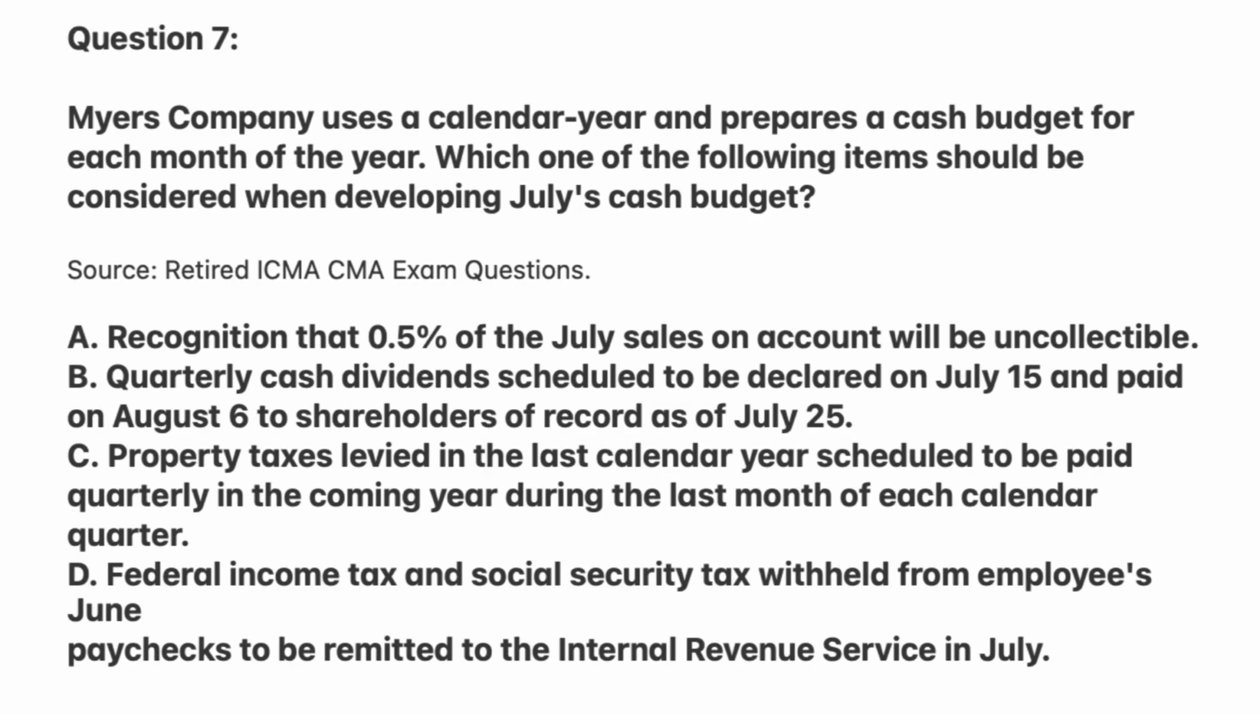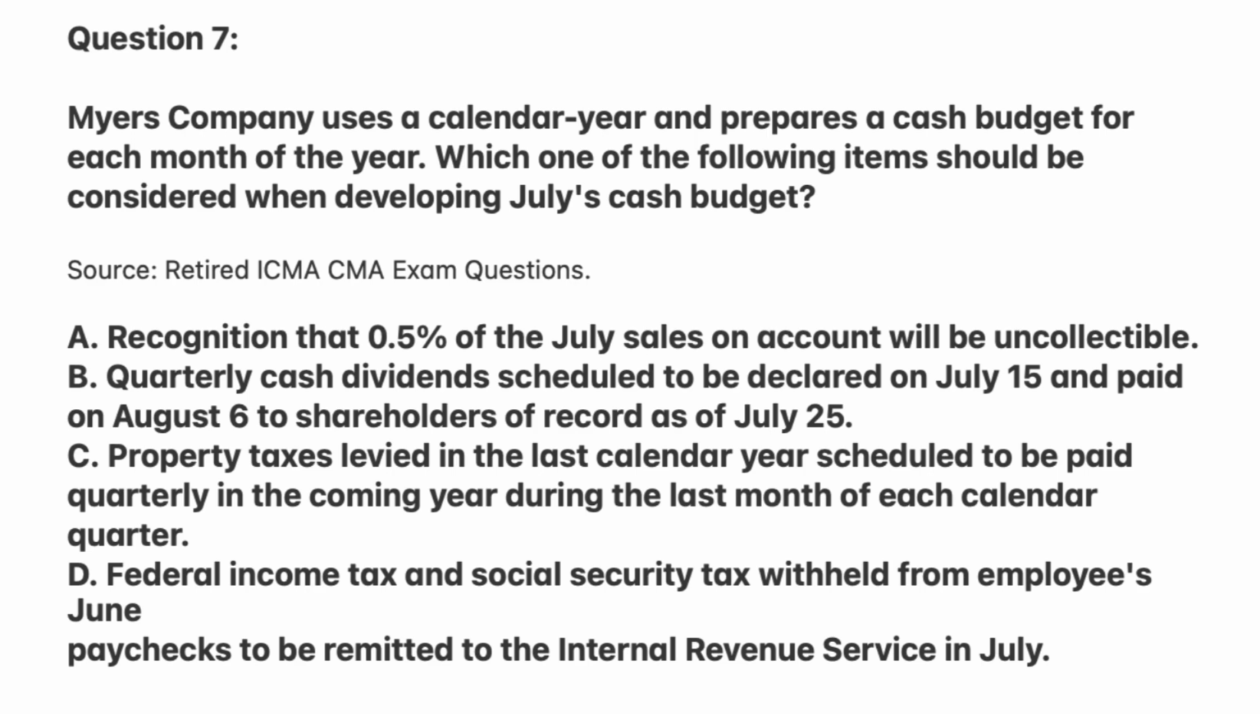Question 7. Myers Company uses a calendar year and prepares a cash budget for each month of the year. Which one of the following items should be considered when developing July's cash budget? A. Recognition that 0.5% of the July sales on account will be uncollectible. B. Quarterly cash dividends scheduled to be declared on July 15 and paid on August 6 to shareholders of record as of July 25.